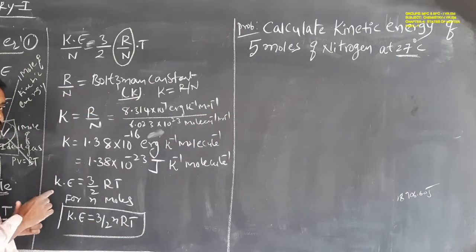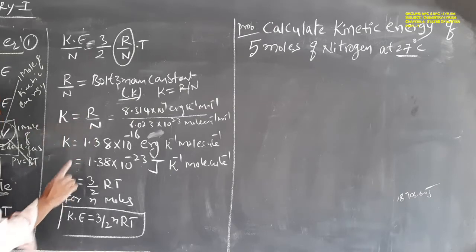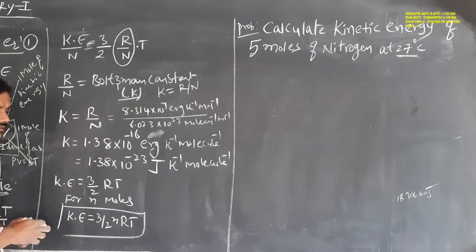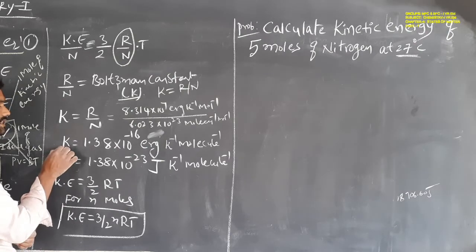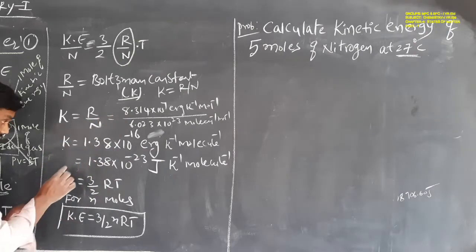So K is the Boltzmann constant, R by N. Then here we substitute its values. So finally we get the Boltzmann constant value on simplification. How much?